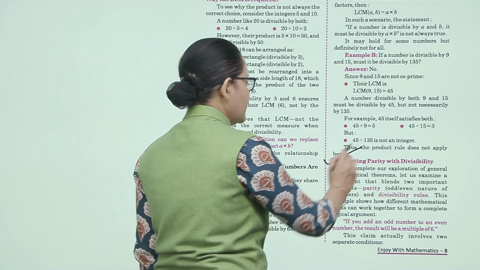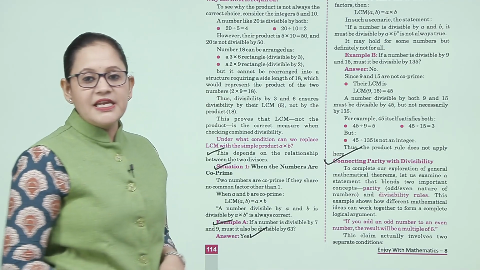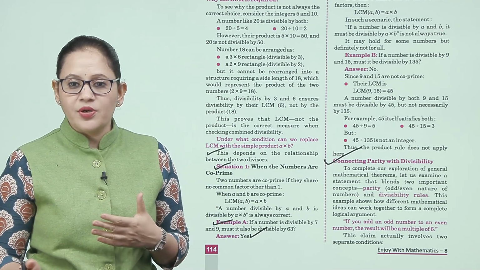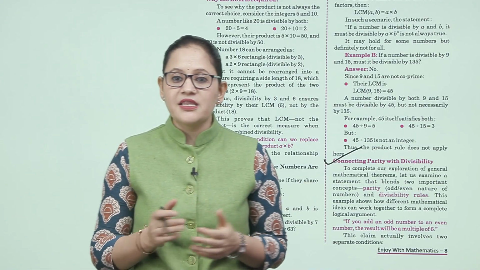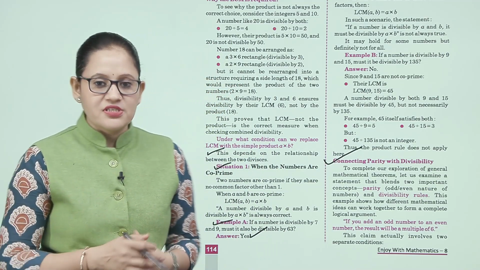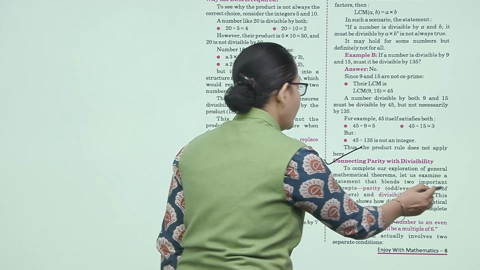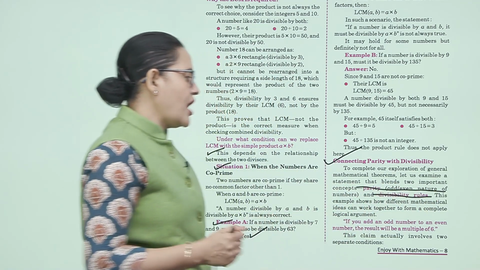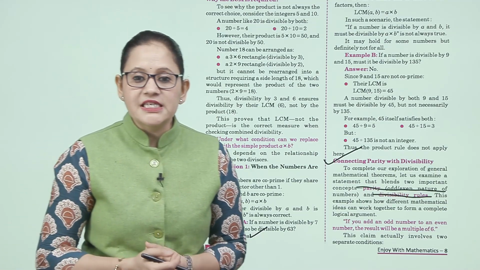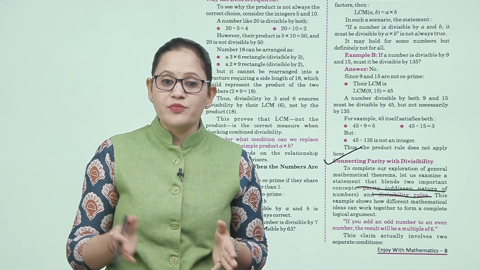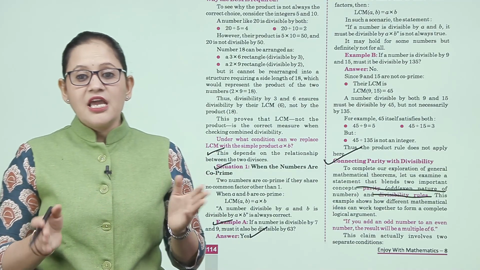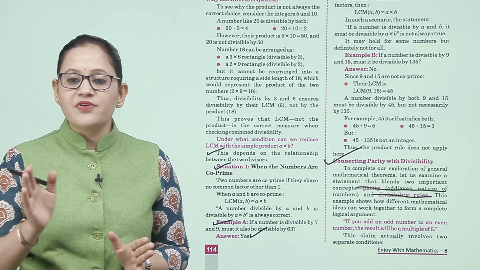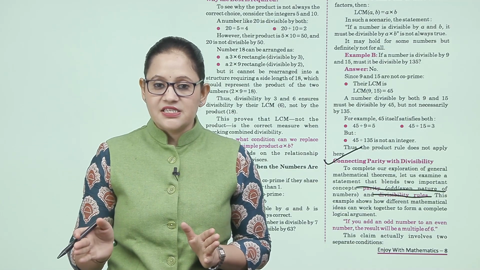Connecting parity with divisibility. To complete our exploration of general mathematical theorems, let us examine a statement that blends two important concepts, that is parity, the even and odd nature of numbers, and the divisibility rule. This example shows how different mathematical ideas can work together to form a complete logical argument. If you add an odd number to an even number, the result will be a multiple of 6.